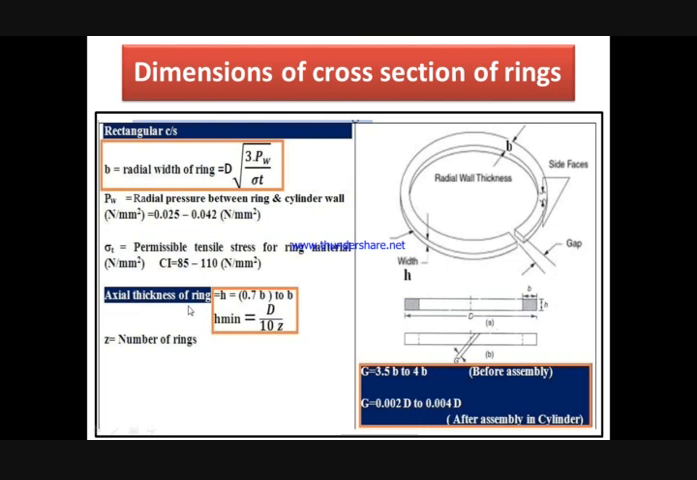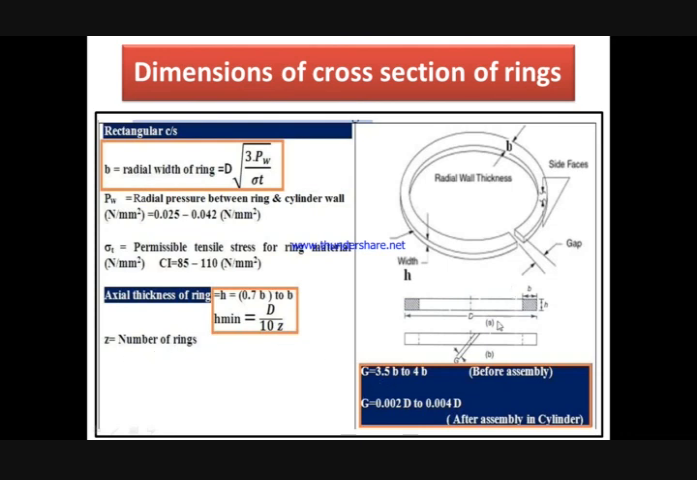Next is the axial thickness of the ring. This thickness value H is equal to 0.7 B to 1 B. The minimum value of H should be equal to D by 10Z. Normally what we do in the problem is, first we find the H value using 0.7 B to B. Afterwards, we substitute that H value in this equation to find Z. Z means the number of rings.